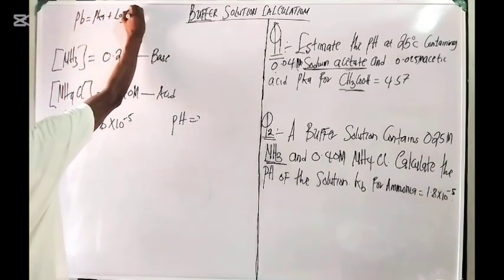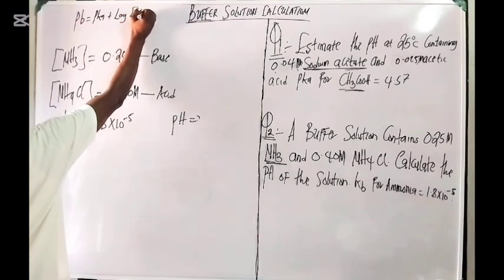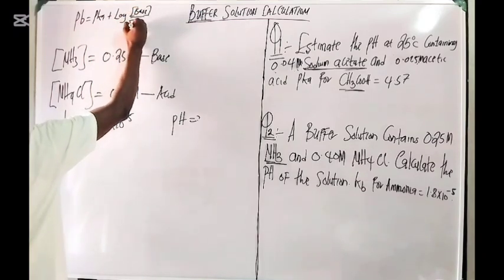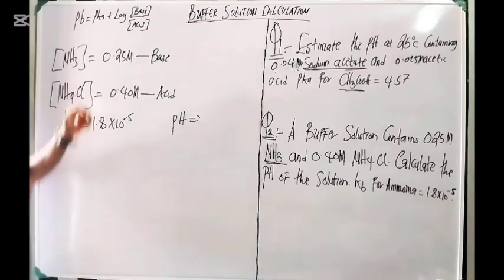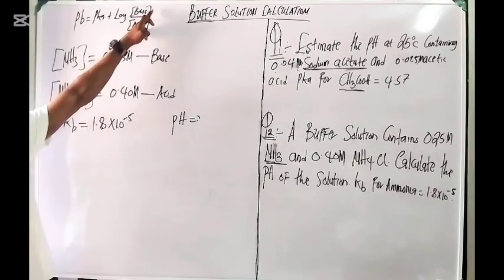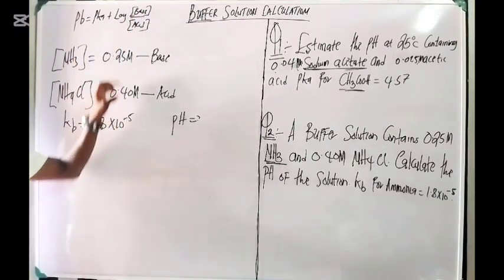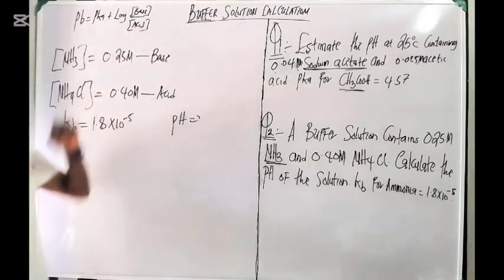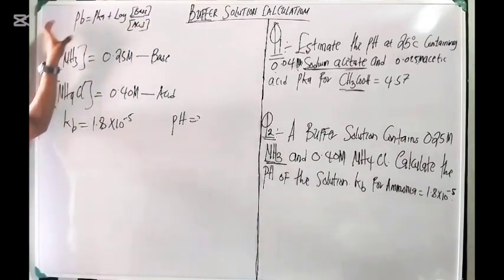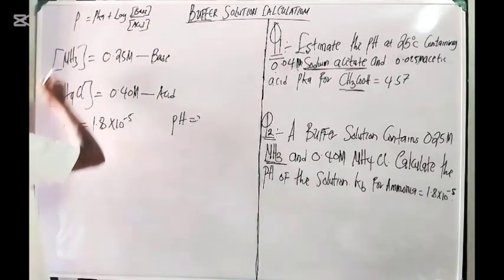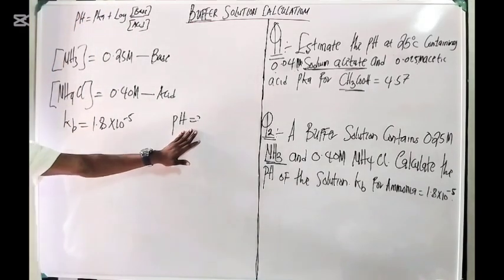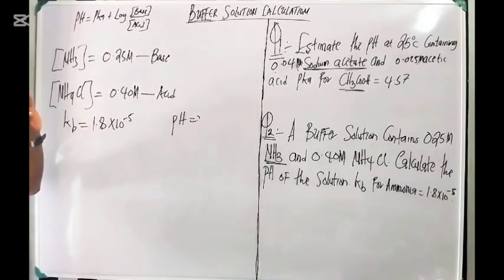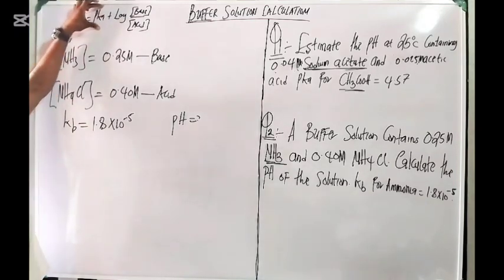The log of the concentration of the base over the concentration of the acid. My base is my ammonia. My acid is this one here. So I already know these two points. They say you should calculate the pH. The only thing I need now is to calculate my pKa.